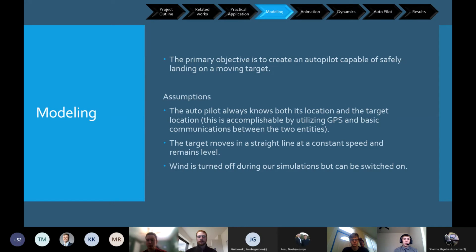We definitely experimented with more complex models. However, we couldn't get the autopilot to work correctly with those, and so for this final presentation, we had to opt out of that. Also, the wind is turned off during our simulations, but we do have it implemented within the Simulink model, and so it can be switched on.